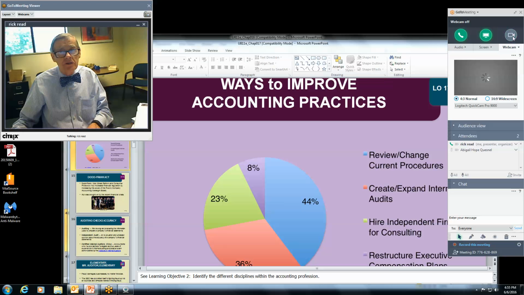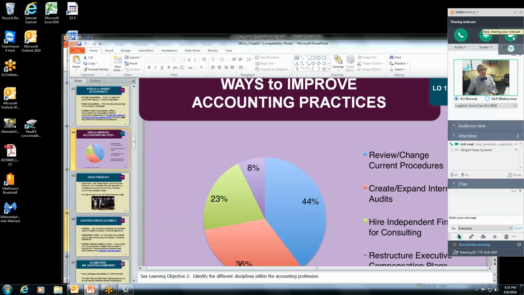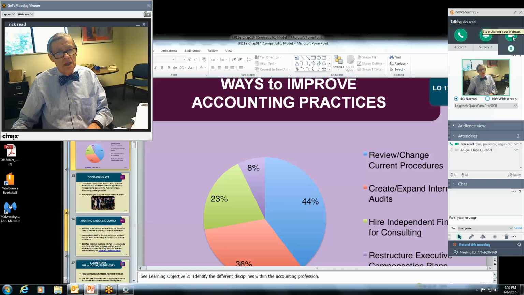Now, this just talks about ways to improve accounting practices. And notice here, we talk about reviewing and changing current procedures. That means your procedures ought to be looked at and reviewed on a fairly frequent basis. Hire an independent firm for consulting.